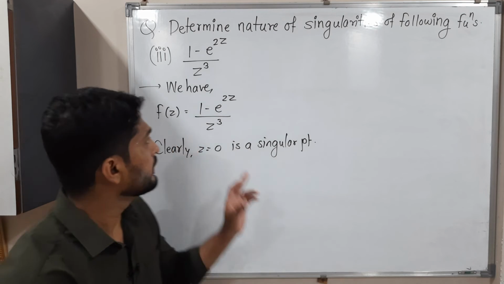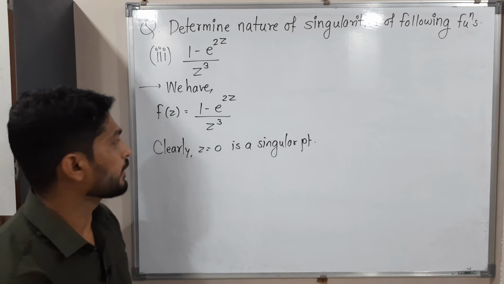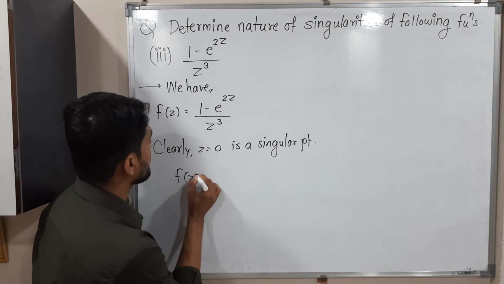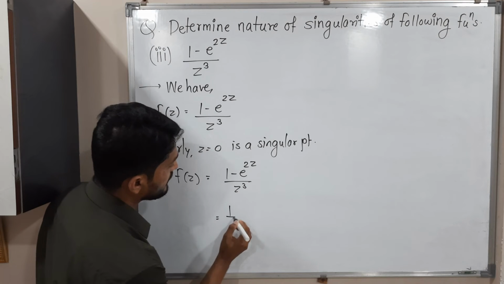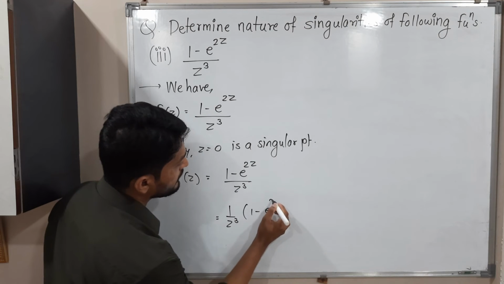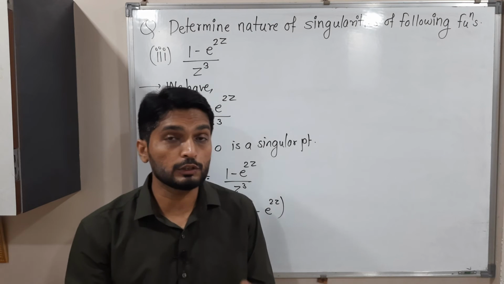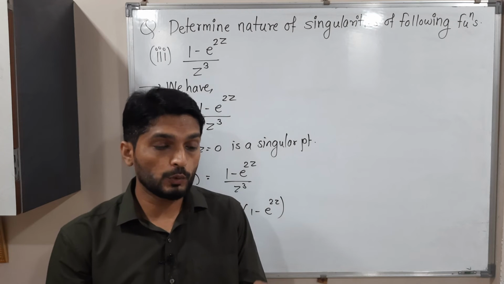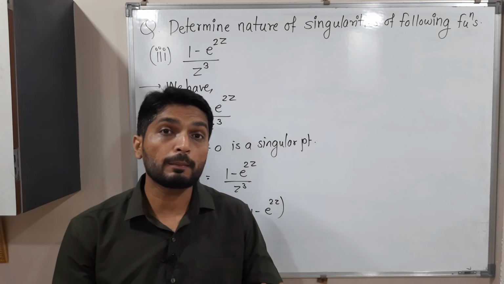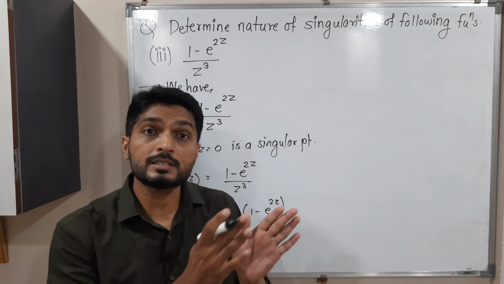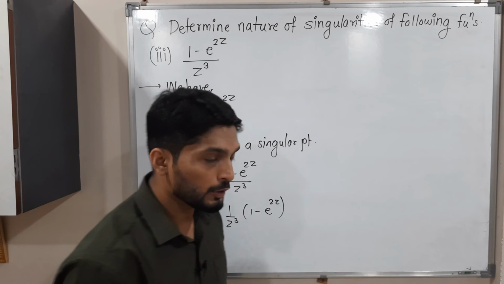Okay, so let us expand in the form of a Laurent series at z is equal to 0. So simply in the form of z we will have f of z equals 1 minus e raised to 2z upon z cube. This can be written as 1 by z cube times 1 minus e raised to 2z. When you have an exponential function, sine z, cos z, log z, 1 by 1 plus z, or 1 upon 1 minus z, then we go for a standard series. So here also we have an exponential function, so I will use its standard series.